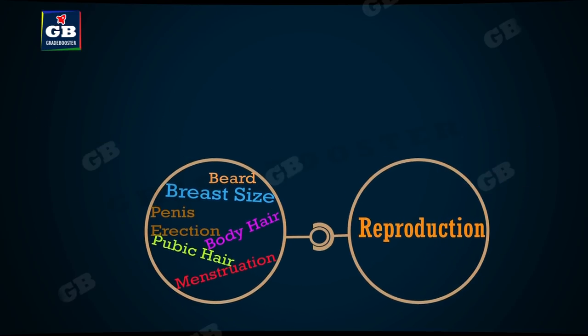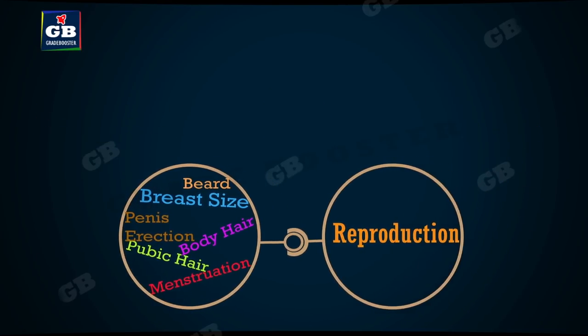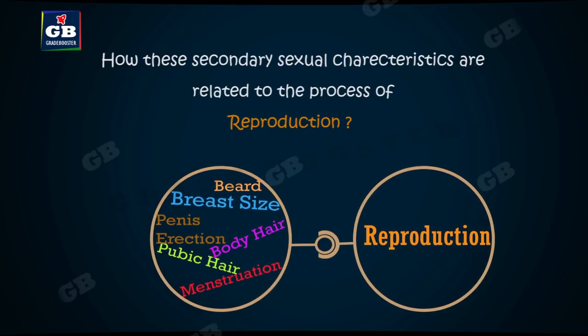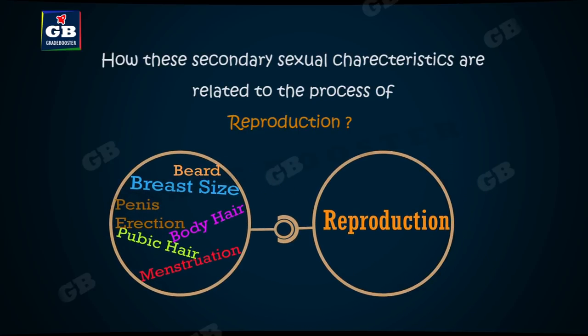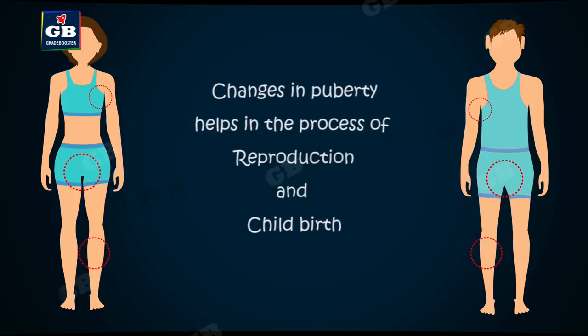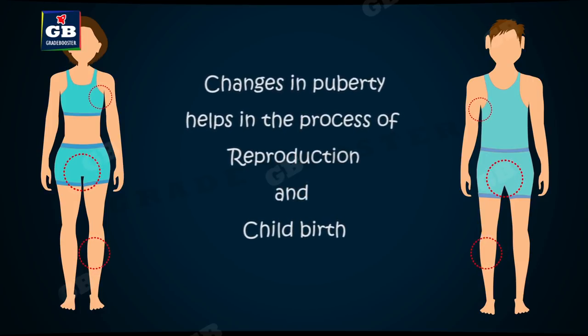So, we have seen the changes that happen during puberty. But how are these changes linked to the reproductive process? Changes in puberty help in the process of reproduction and childbirth.